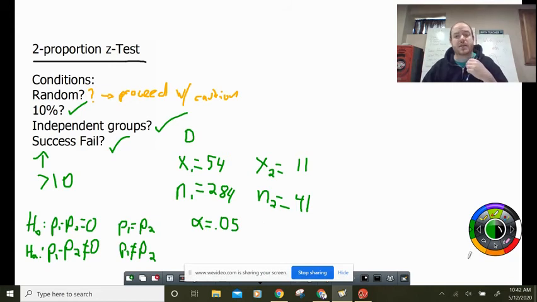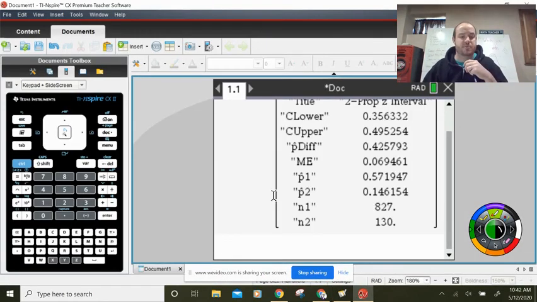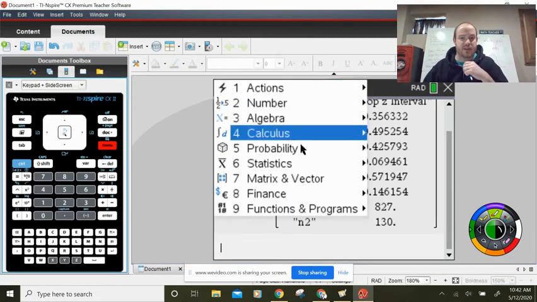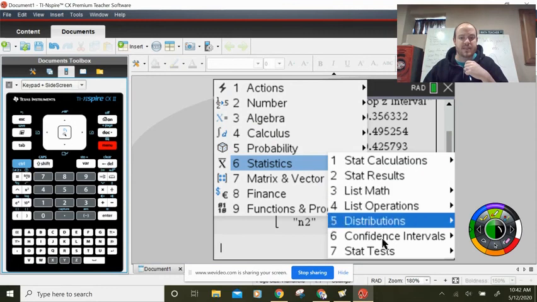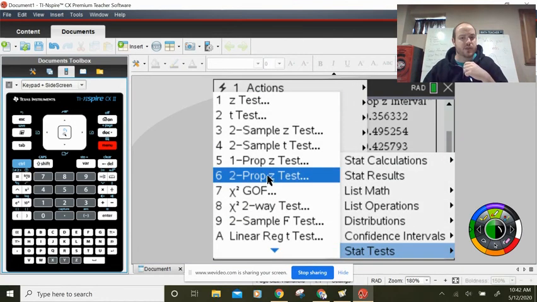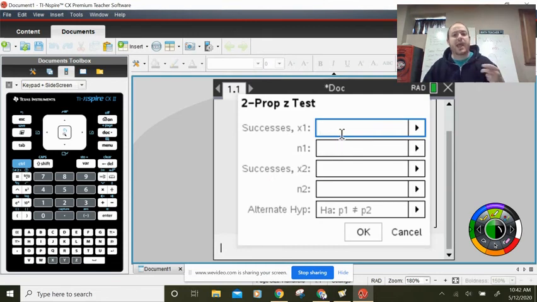All right. So let's go ahead and plug all of this information into our calculator. So we're going to go to menu again. There's our confidence interval stuff still in there. In this case, we're running the stats test, but same thing. We had one proportion last time. We're looking at our two proportion this time.